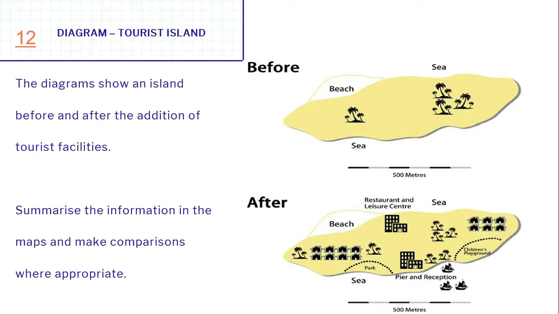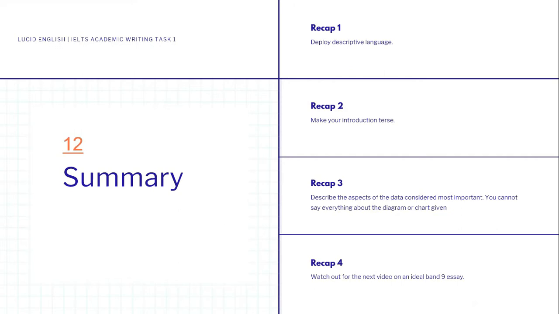Now let's see what we have for today. The tourist island before and after. So this is the diagram we are given. The diagrams show an island before and after the addition of tourist facilities. Summarize the information in the maps and make comparison where appropriate. So definitely you already know what you should do. Number one, you have to summarize the information in the maps, and two, make comparison where appropriate.